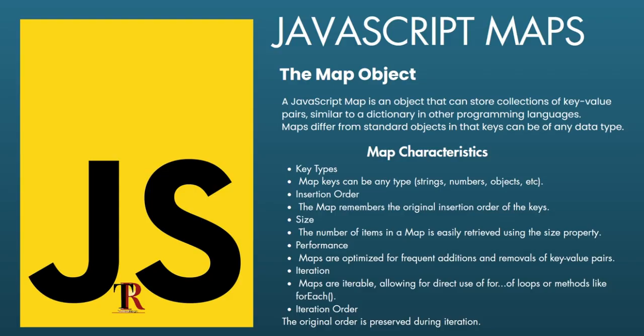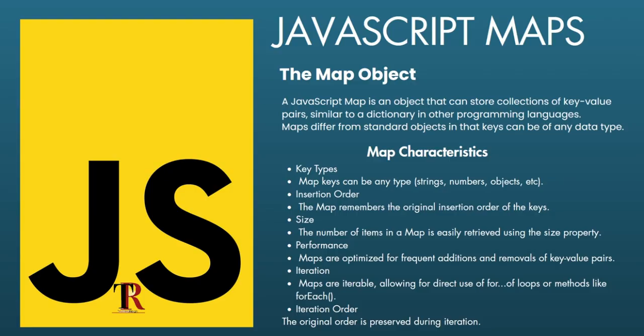Now, below are some of the characteristics of a map object. Number one is the key types. Map keys can be any type. It can be strings, numbers, objects, etc. So when we are talking about the keys of a map object, they can be of any type. It's not restricted to a certain type of data value that can be used for it. So for map objects, it can be a string, it can be numbers, it can be objects, etc.